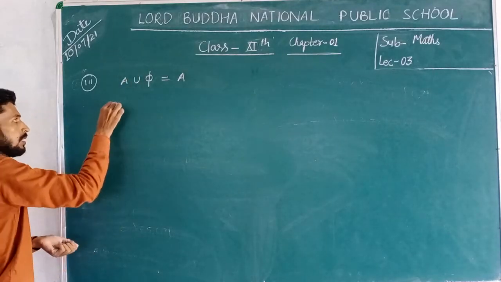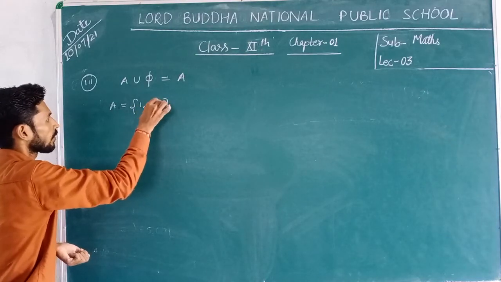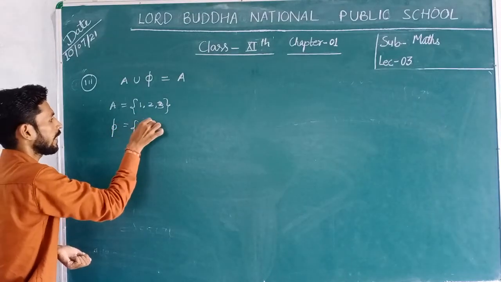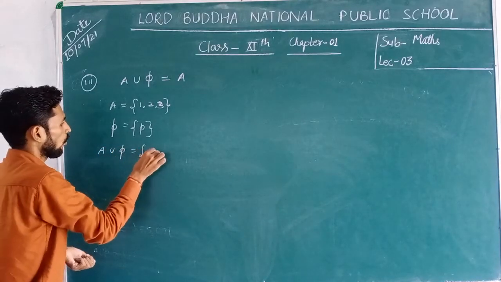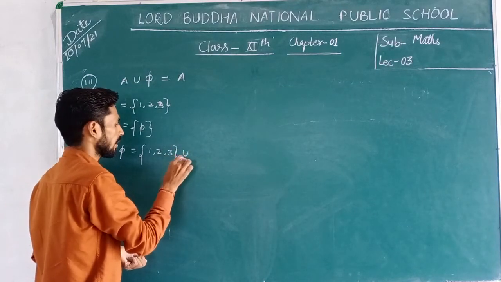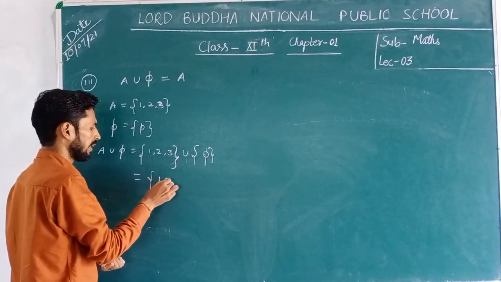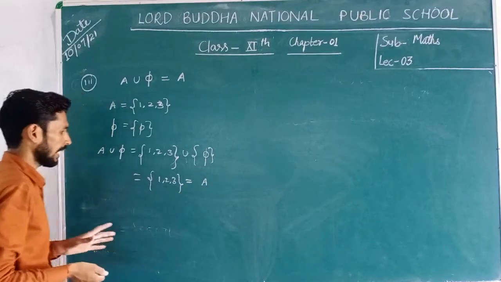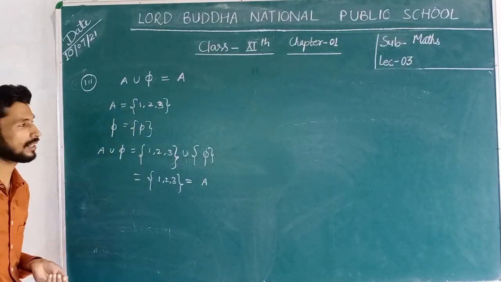But why? Let A equal the elements 1, 2, 3, and phi has no element. So A union phi will be 1, 2, 3, take the sign of union, and then phi has no element. Then it will be equal to 1, 2, 3. That is the value of set A. In this condition, we can write A union phi equals A. That is property number three.